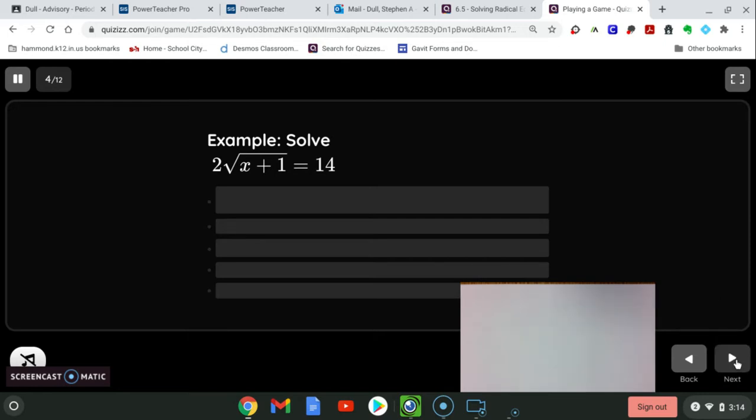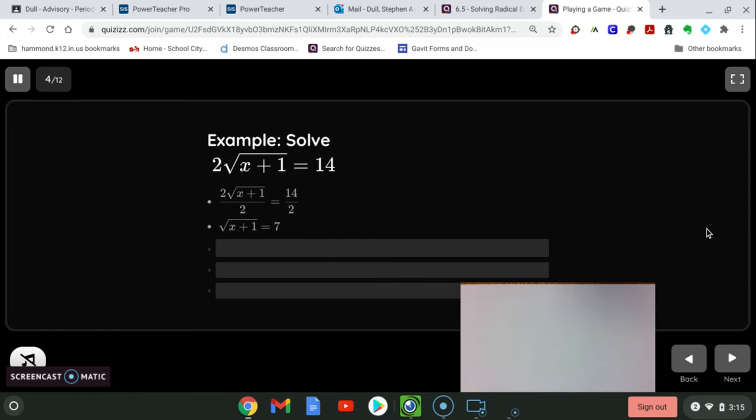So here's an example. 2 times the square root of the quantity x plus 1 equals 14. So our first move is to isolate the radical. It's been multiplied by 2, so we're going to divide by 2 on both sides. So 2 divided by 2 equals 1. And so on the left-hand side, I just have the square root of x plus 1. The right-hand side, 14 divided by 2 is going to give me 7. So the square root of x plus 1 equals 7. So excellent. We've isolated our radical.